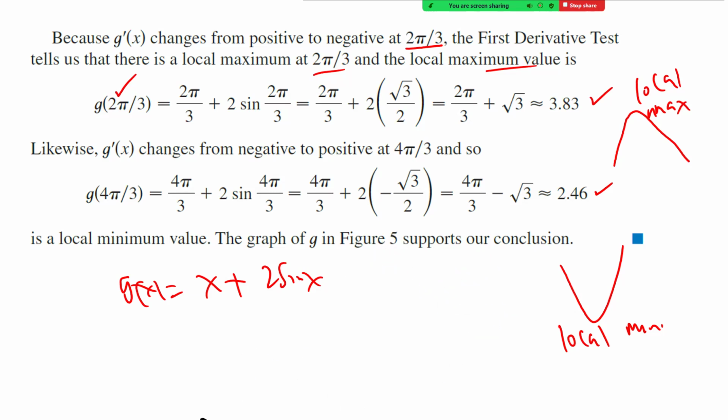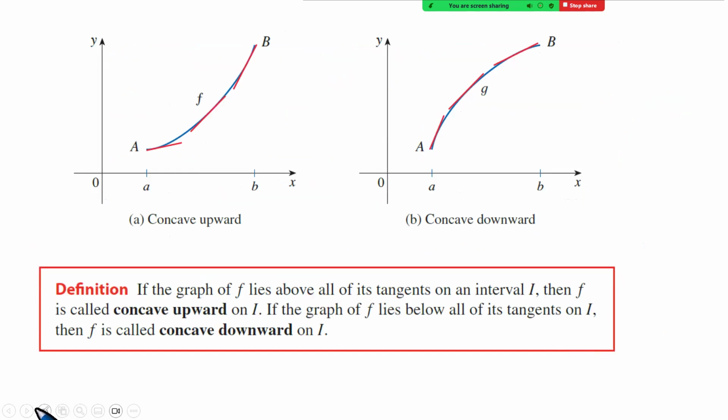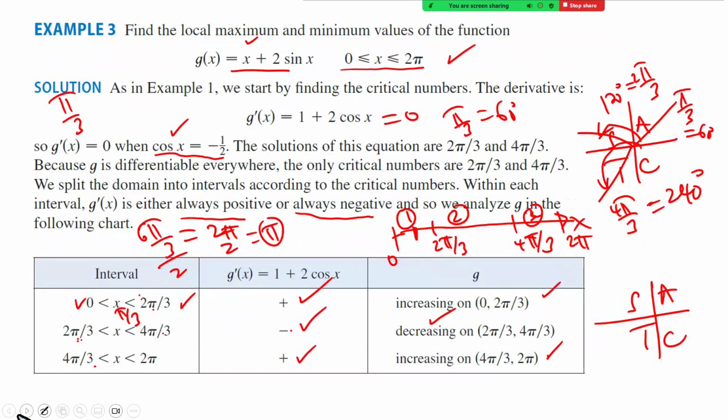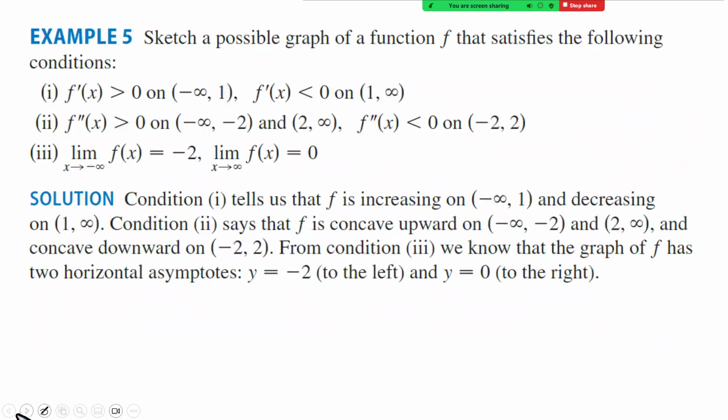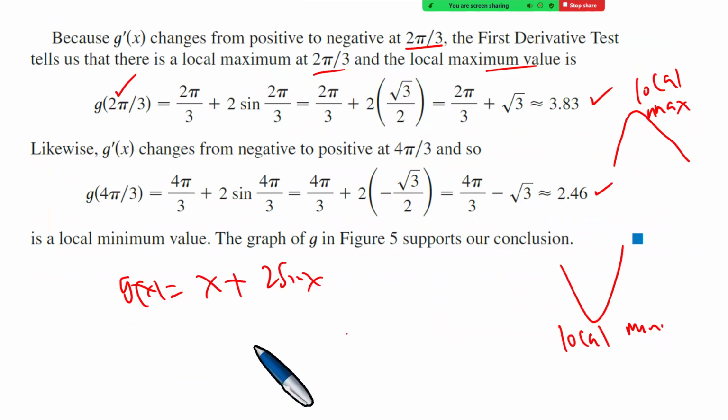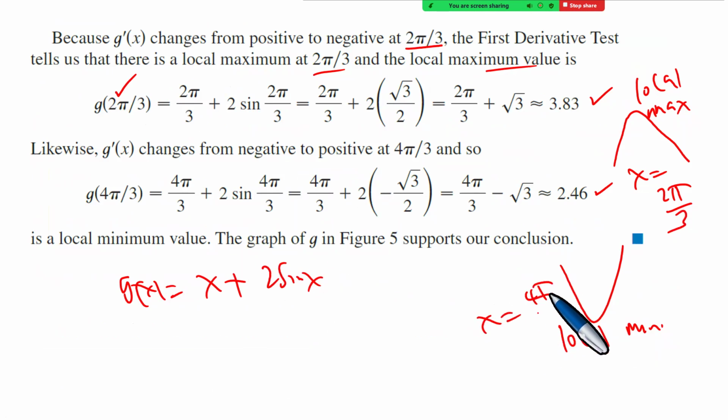Let's take a look at the graph here. Let me see if I included that particular graph. I think I did not. But what you're able to see at this point is that the local maximum occurs at the change from positive to negative, which is x equals 2 pi over 3, and the local minimum at x equals 4 pi over 3, where it changes from negative to positive.